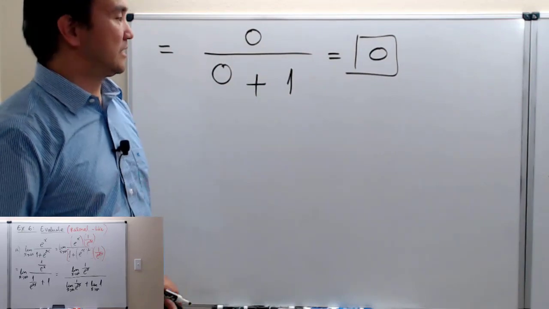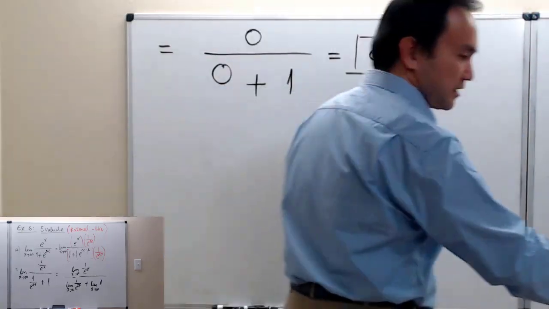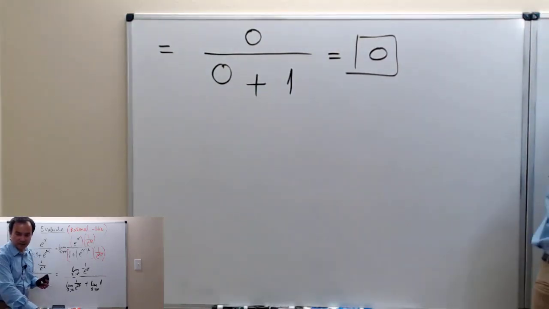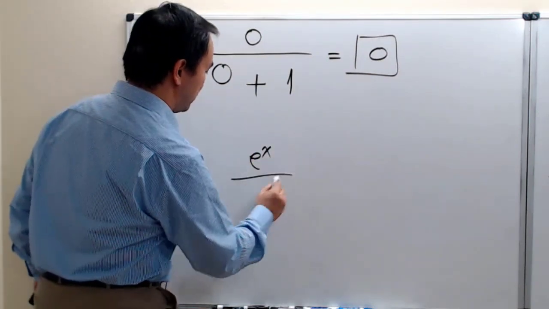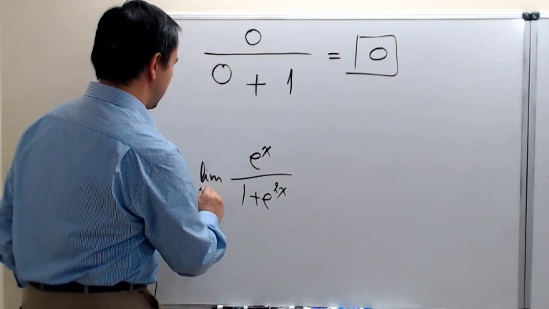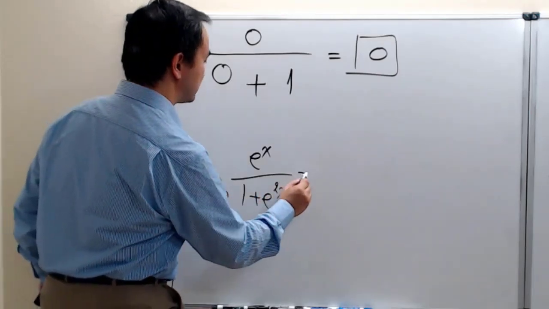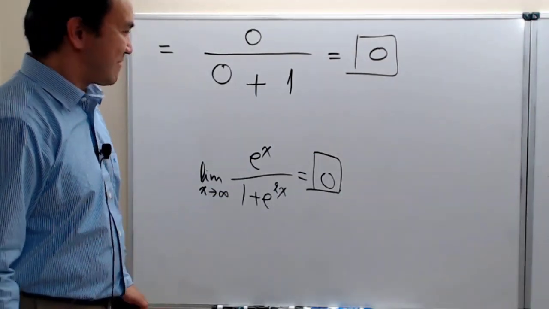All right, and so back to our final answer here, beginning with e to the x over 1 plus e to the 2x, our final answer now is 0.